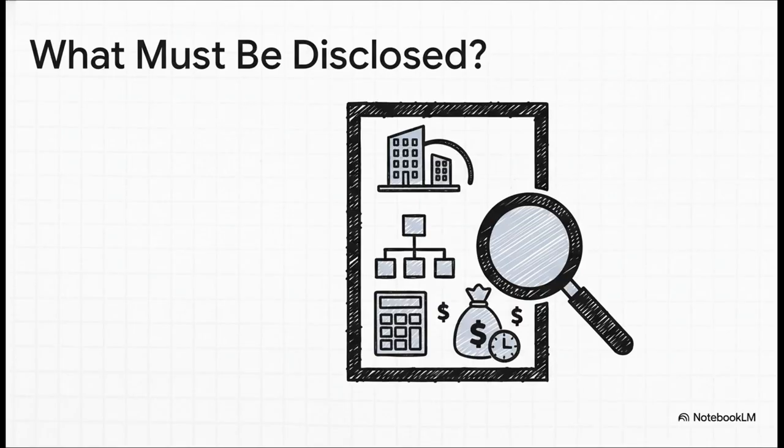And these disclosure rules are super specific. Companies have to name their parent company, they have to describe the nature of the relationship, state the exact dollar amount of the deals, and list any money that's still owed. Basically, there's nowhere to hide the important details.